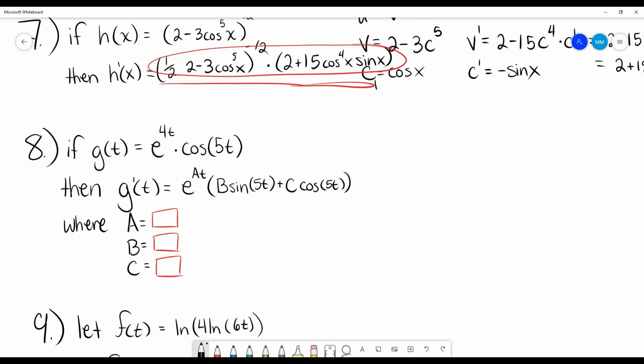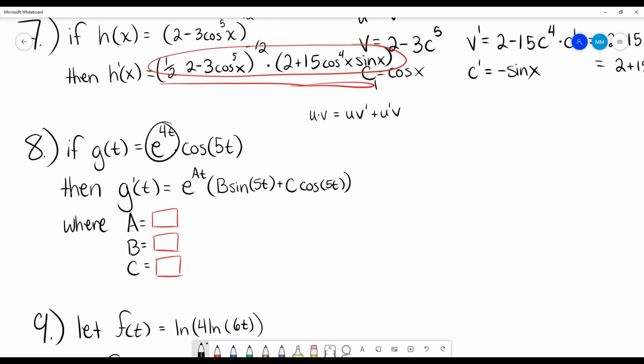Well, we remember with our product rule that the derivative of a product, so say the derivative of u times v is like so.